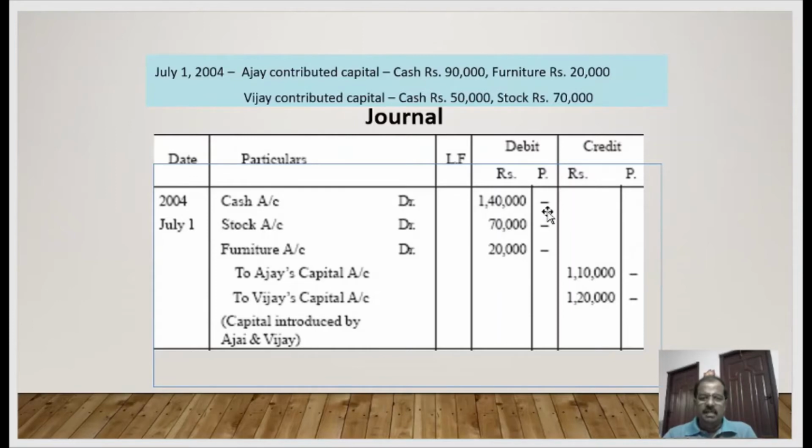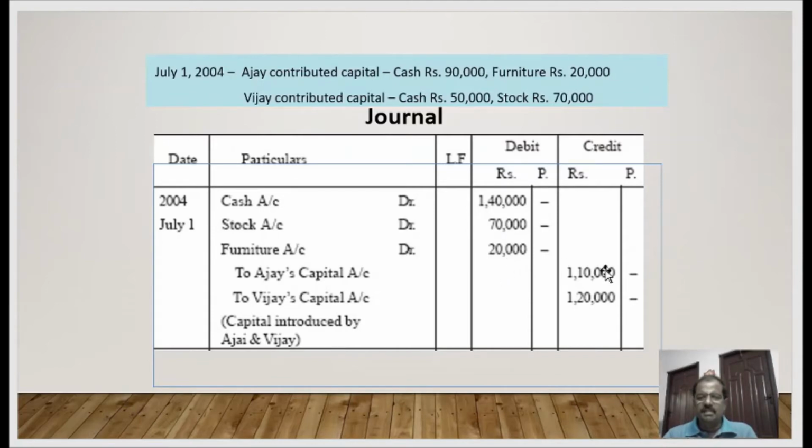So real account item, debit what comes in, cash. Now my dear, you need to understand that cash of both the partners added together, that is 90,000 plus 50,000, 1,40,000. Debit what comes in. Stock to the tune of 70,000 brought in by the second partner, and furniture to the value of 20,000 brought in by the first partner. Anyway, there are three different asset items debited.